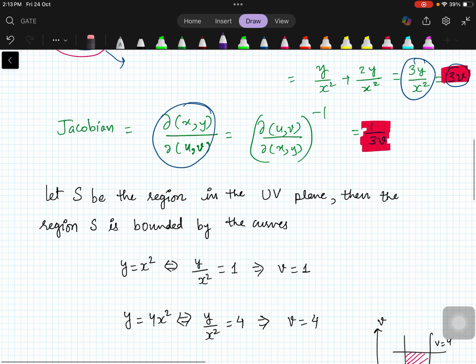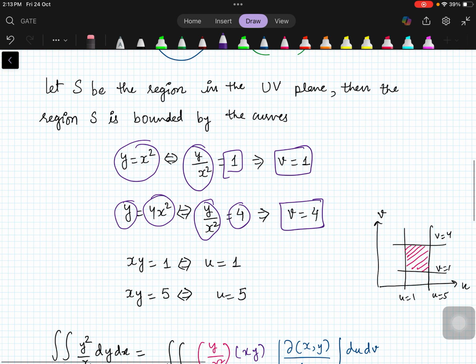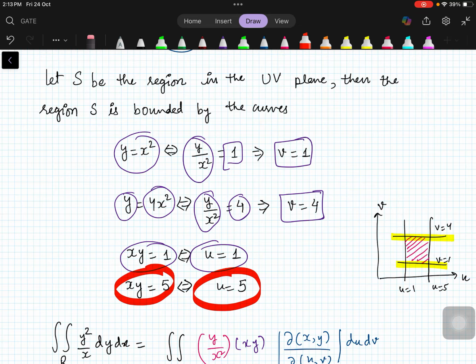Now let us look at the region first. In the uv plane, y equals x square means y upon x square is 1, so that is v equals 1, and y equals 4x square means y upon x square equals 4, that is v equals 4. So we have v equals 1 to v equals 4, and then xy equals 1, that is u equals 1, and xy equals 5, that is u equals 5. So you have u equals 1 and u equals 5. This is the rectangle we get, right.